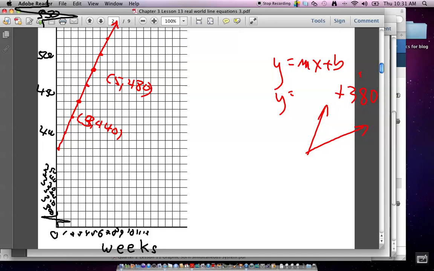If you watch here, my slope is up 2 over 1, up 2 over 1. But how much is going up 2 worth? How much is it, everybody? Come on, that side of the room. If I go up 2 boxes, how much have I gone up? 20, right? So it's up 20 over 1. Up $20, 1 week. So it would be 20x + 380.